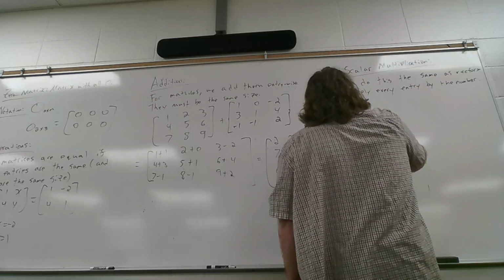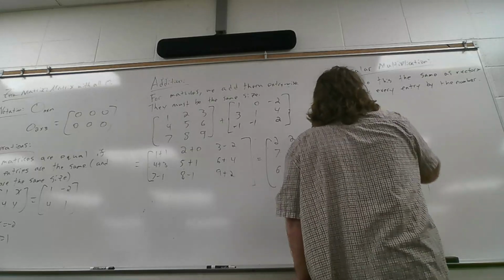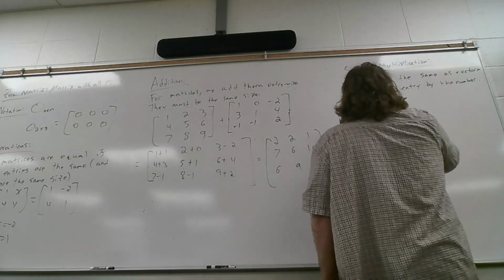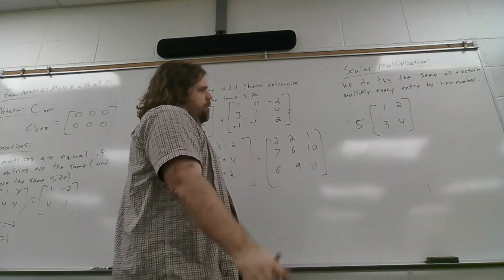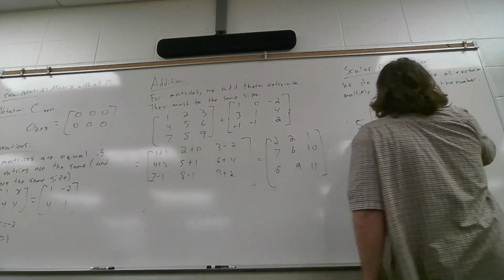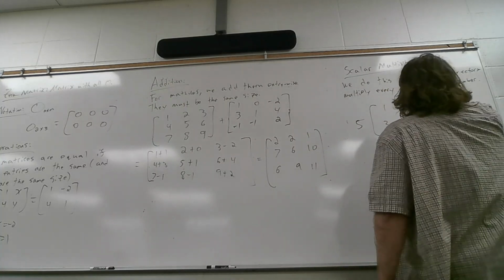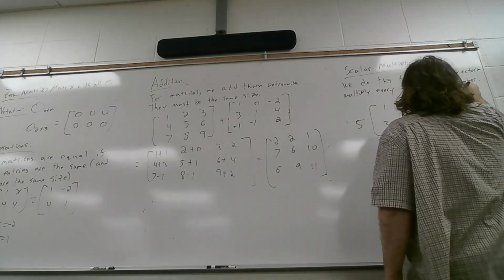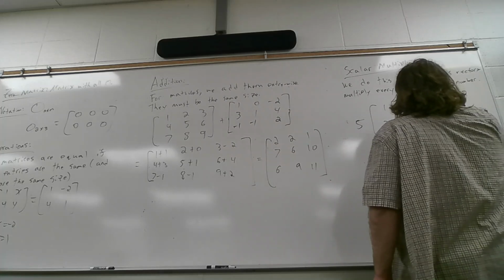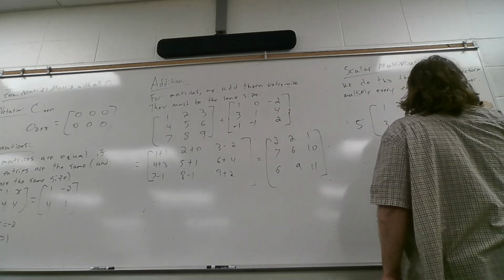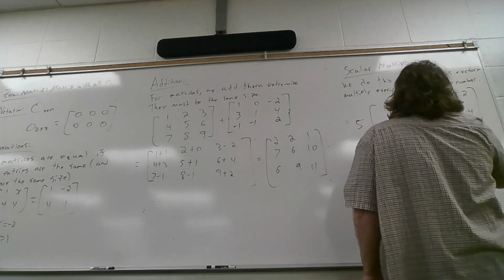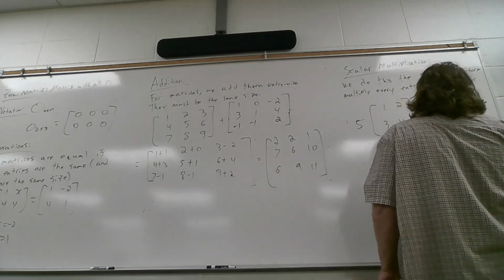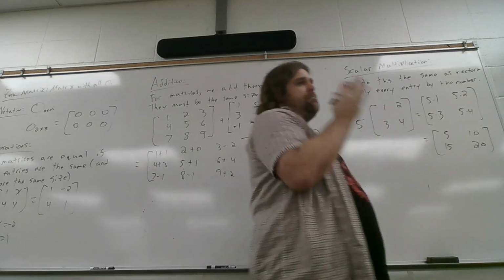Right, so you have something like this. I'm just going to write down a 5, and the vector 1, 2, 3, 4, right? Okay, so we just multiply all the entries by that number. 5 times 1, 5 times 2, 5 times 3, and 5 times 4. So this ends up being 5, 10, 15, 20. Bam, done.